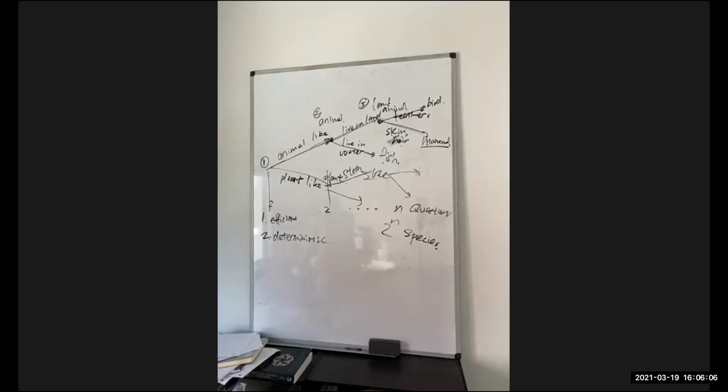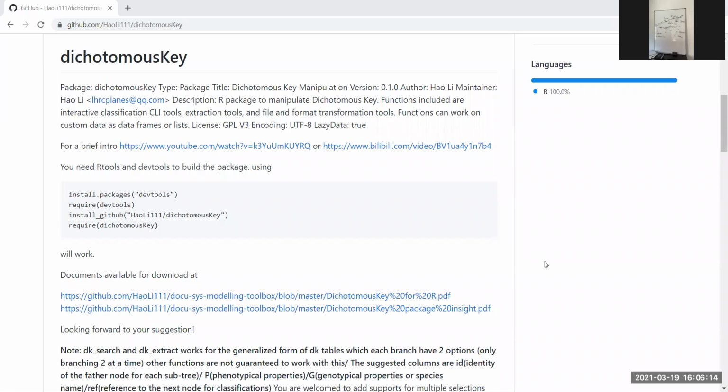So this is an introduction to my package called dichotomousKey, which is used for handling dichotomous-key table and dichotomous-key data structures in our language for biology classification. If you have no idea what a dichotomous key is, it's probably easy to understand by looking at a really simple example.